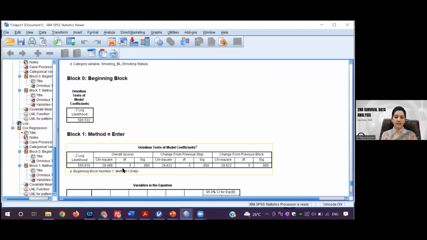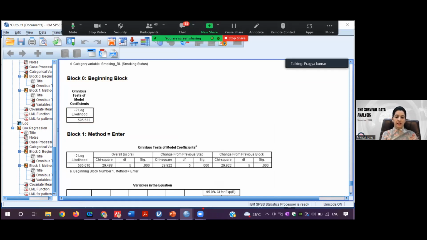So this chi-square value, which is written here, tells you the reduction of the chi-square value from the previous log likelihood. And this tells you the significance level. So if this change from the previous -2 log likelihood is significant, that means the model or the variable which you have put in your final Cox proportional hazard regression model is significant. So do you understand this? Have you understood this concept? This model coefficient and the value of this significance and this change from the previous score.